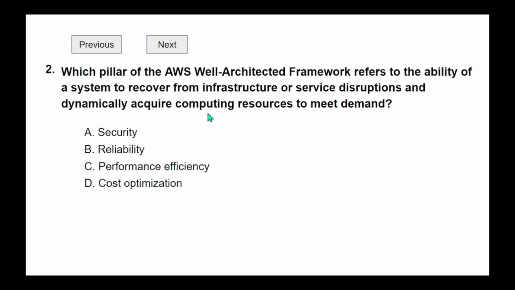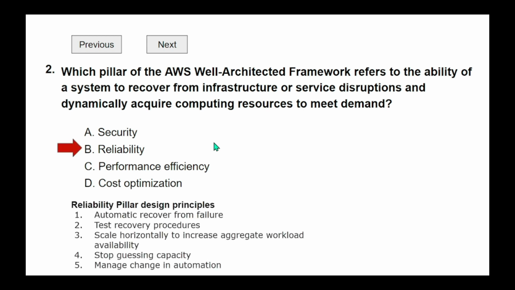The AWS pillar that helps to recover from infrastructure or service disruptions is reliability. Reliability has a design principle called automatic recovery from failure. So apart from the four of them, we have other two pillars of the AWS well-architected framework. We have sustainability and operational excellence.